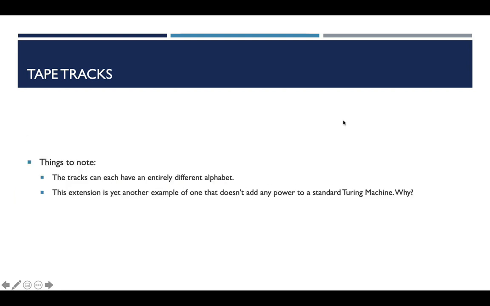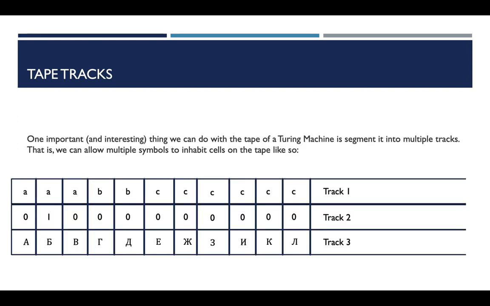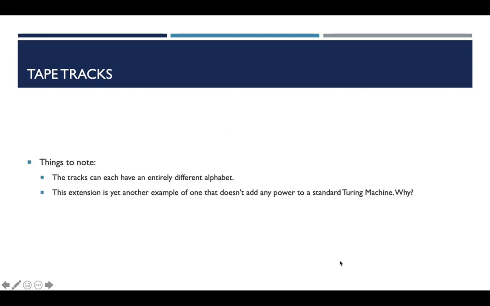The 2 things to note about tape tracks are that, as we showed in this example, you can have an entirely different alphabet for each of these tracks. Up here, we might have just the lowercase alphabet. Here, we might just have 0s and 1s. And here, we have the Cyrillic alphabet. We could just as easily have whatever alphabet we want. And we could also have many more than 3 tracks. We could have 4 or 5 or 19 tracks. And in one of the examples we're going to go through near the end of the lecture, we're actually going to use 4 of these tracks, effectively orders of 2 of these tracks.